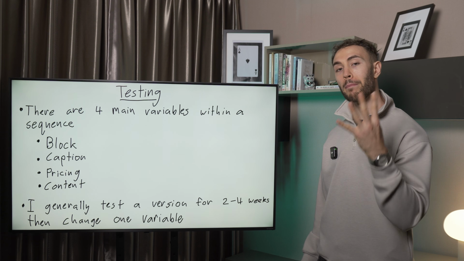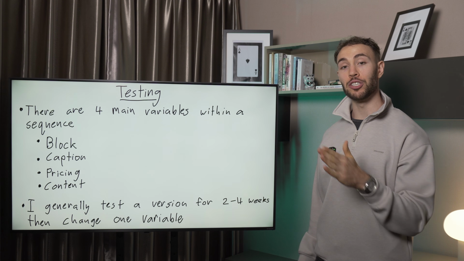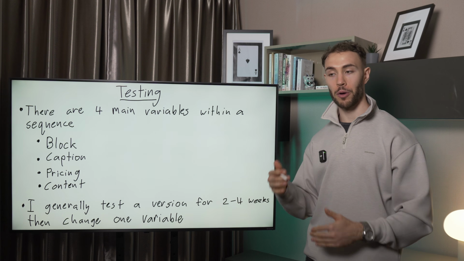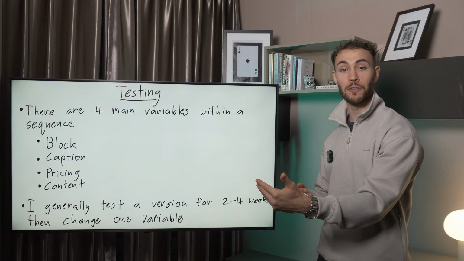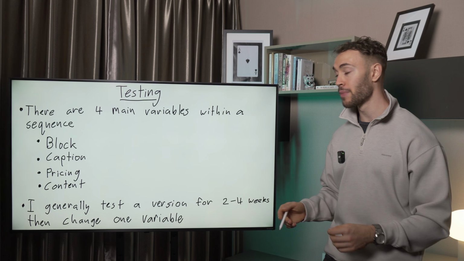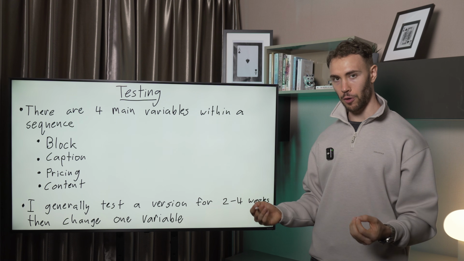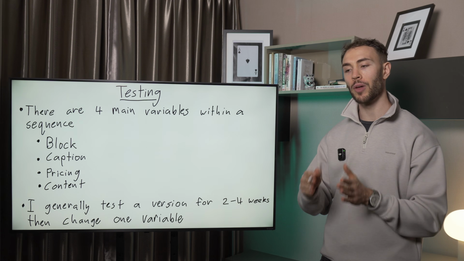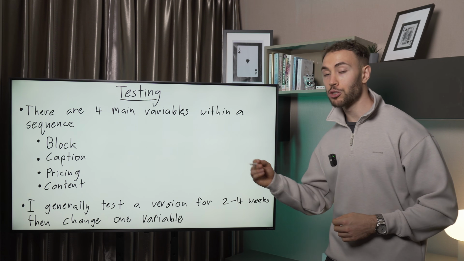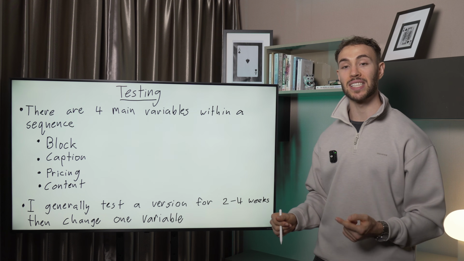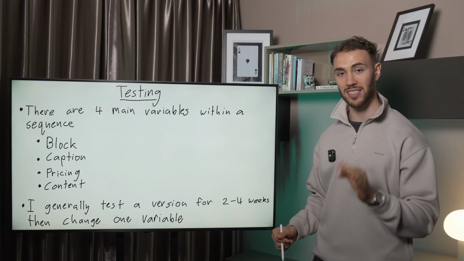Now, there are four main variables that we can change when we're testing our sequence. There's the block itself, so the messages leading up to the pay-per-view. There's the caption, pretty obvious, the whole pricing structure of the sequence, and the content itself. I generally test a sequence for a 2 to 4 week period, then I'll change one variable and test it again, and see if we can increase that revenue per sequence started metric.